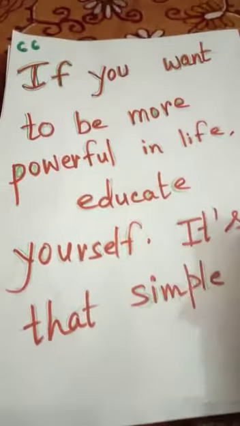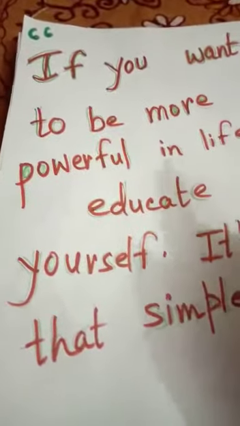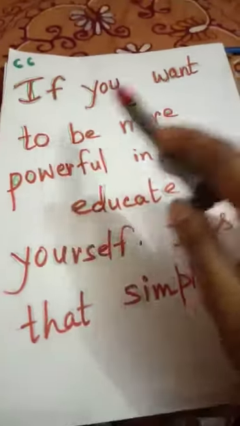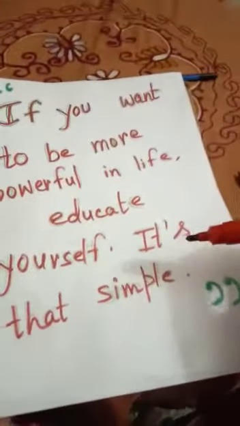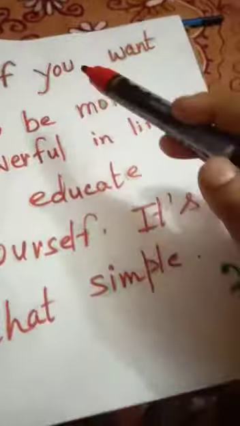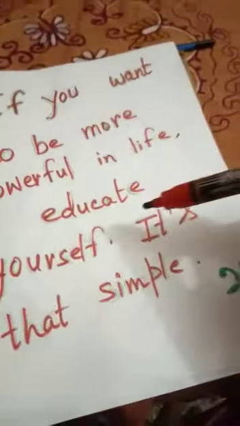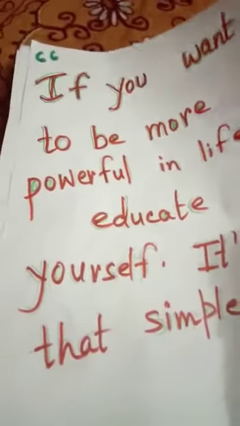So, children of Standard 5, today I am going to start the session with this beautiful thought. If you want to be more powerful in life, educate yourself. It's that simple. I repeat, if you want to be more powerful in life, educate yourself. It's that simple. With this beautiful thought, I am proceeding with my session on the table tricks.